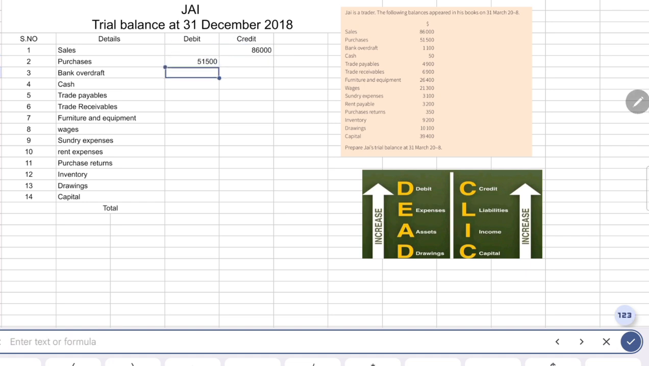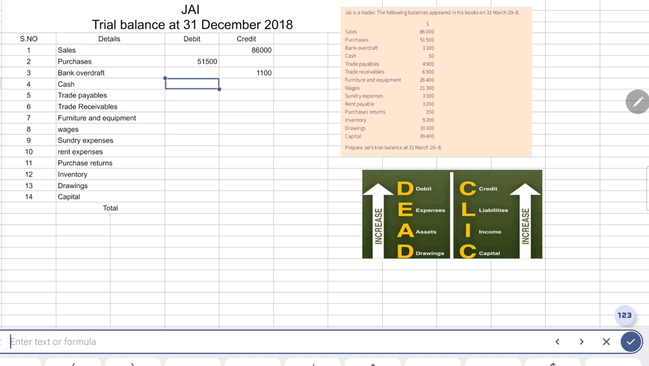Then the next item is bank overdraft. Bank overdraft is a liability. According to our rule, liabilities are recorded on the credit side of the trial balance. So bank overdraft will be credited in the trial balance. Here we can enter the amount.